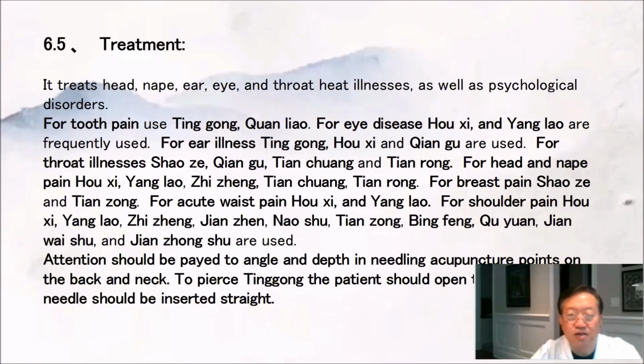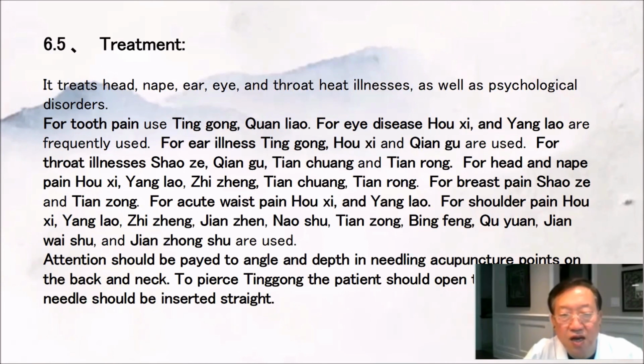Treatment. It treats head, nape, ear, eye, and throat and heat illnesses, as well as psychological disorders. For tooth pain, use Tinggong Chuanliao. For eye diseases, use Houxi and Yanglao. For ear illnesses, use Tinggong, Houxi, and Qiangu. For throat illnesses, use Shaoze, Qiangu, Tianchuang, and Tianrong.